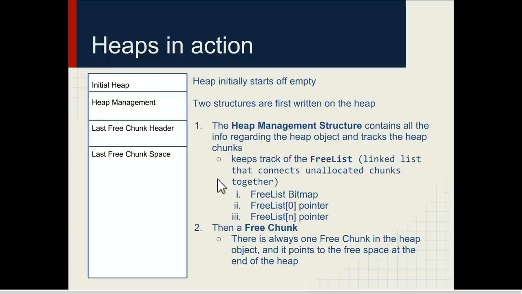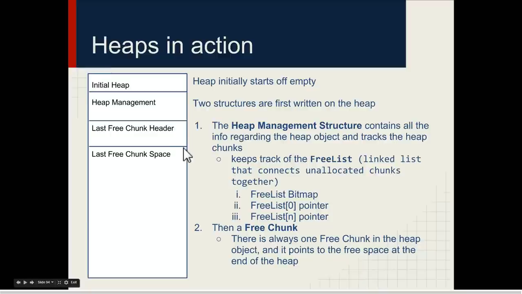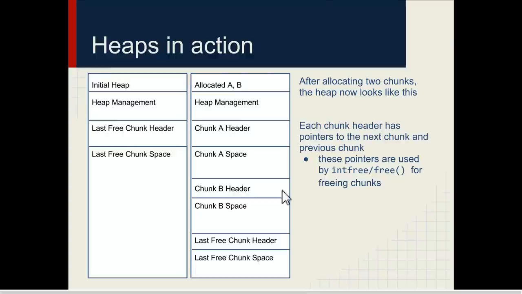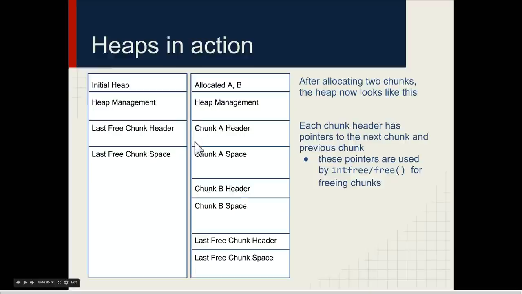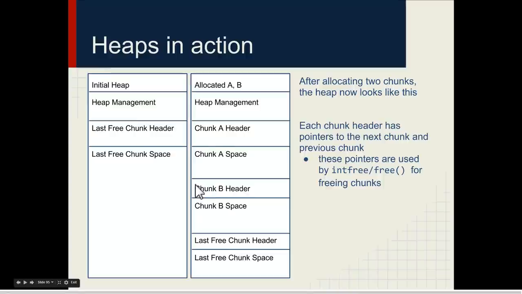And then it allocates a structure called the free chunk, and that's basically here. And the free chunk essentially groups all of the unallocated space at the end of the heap together into one giant free chunk. So after allocating two chunks, say we allocate chunk A and chunk B, in a very rudimentary heap allocator, it will look like this. Basically, you have the header and the chunk, and maybe if it's a boundary allocator, you have the size variable at the end of the chunk. And then after that, you have chunk B and chunk B's data, and then you have the last free chunk following.